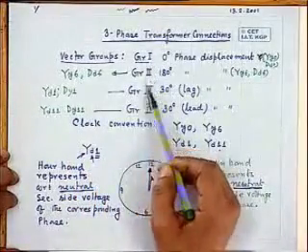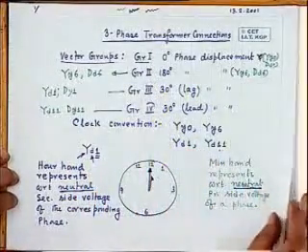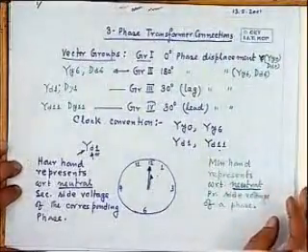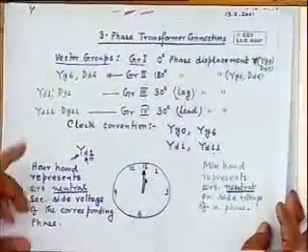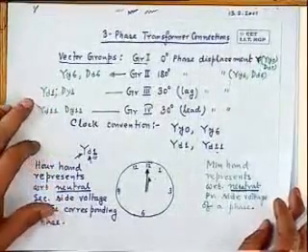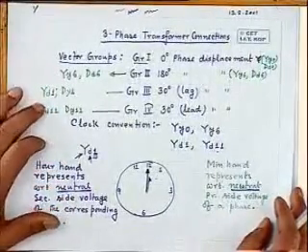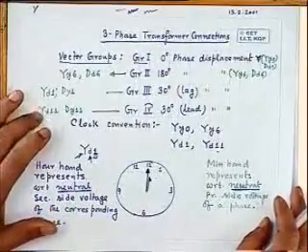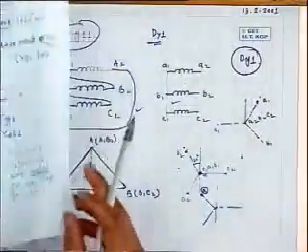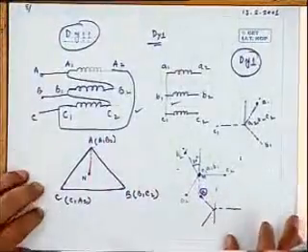Apart from this, there are other connections called zigzag connections, they also fall in different groups that I will take up slightly after some time. Is that clear? So you will be in a position to draw the connection diagram of a transformer if you know what connection you want to realize from these diagrams.